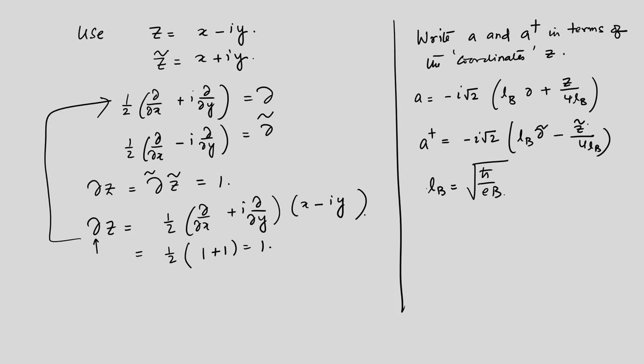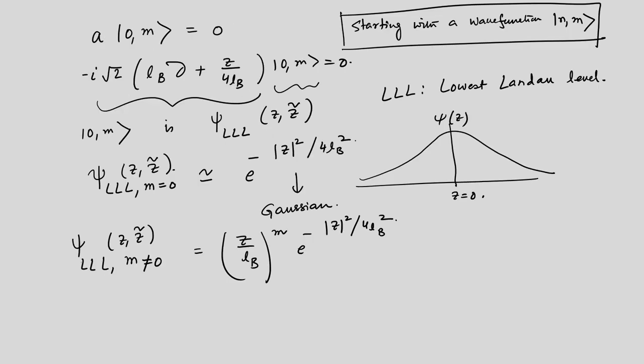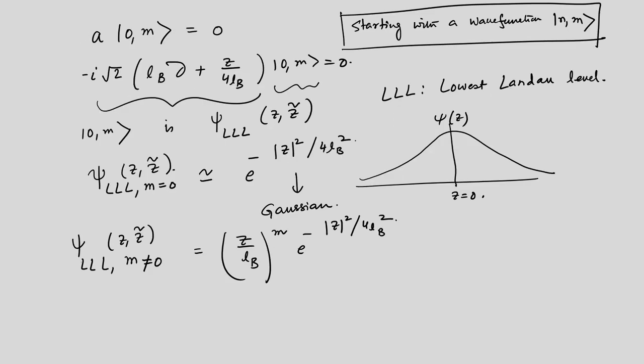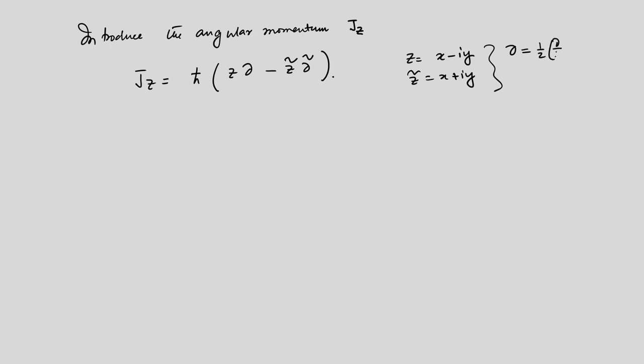I told you that this is not in the conventional form, but this is what suits us best in terms of the definitions that you know of z and z star or z tilde. Just to remind you, z is equal to x minus iy, z tilde is equal to x plus iy, delta is equal to half of del del x plus i del del y, and delta tilde is equal to half of del del x minus i del del y. These are the definitions.